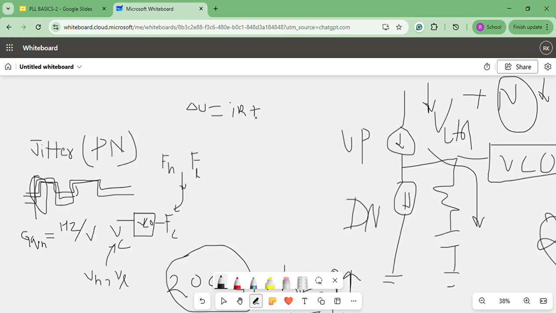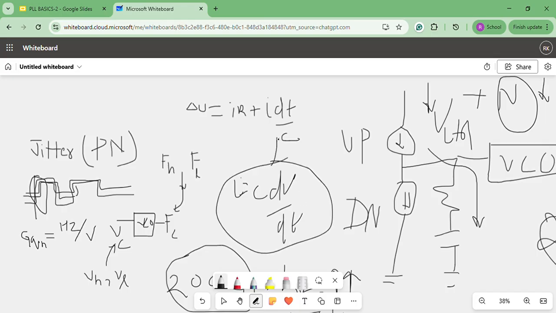plus I into delta T by C. Correct. How did we get this? We know the basic current equation I equal to C dV by dt through any capacitor. Basically, a change in voltage will generate a current through the capacitor. From this, we got this. So this is the change in voltage across the low pass filter.